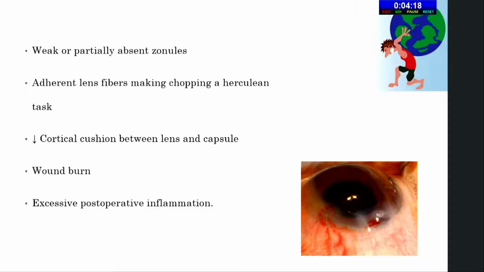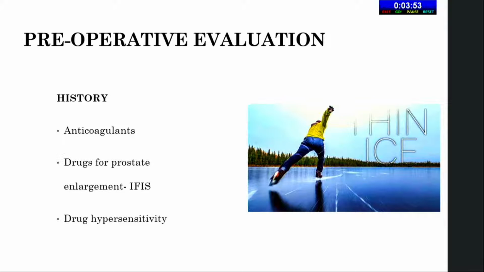And the zonules are very weak. They can be very weak or even partially absent. The lens fibers are so adherent, and it's definitely a Herculean task to get it out by a phaco chopper. And there is no cortical cushion between the lens and the capsule, so it makes the surgery all the more difficult, and there is wound burn because of the high energy needed by the phaco. And all this results in excessive post-op inflammation. And definitely doing a surgery and evaluating these patients is like walking on thin ice.